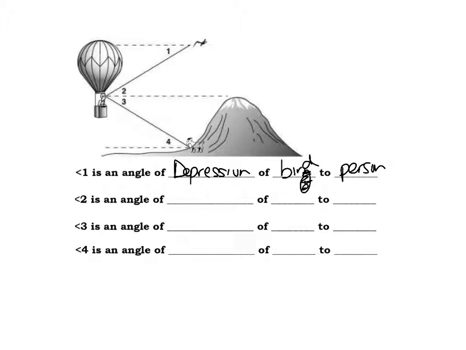Okay. Number 2, if you look right here, this is your angle 2. And so this is the person looking up, because here's the line of sight. There's your line of sight. And they're looking up. So we would say that this is an angle of elevation, of the person looking up to the bird.